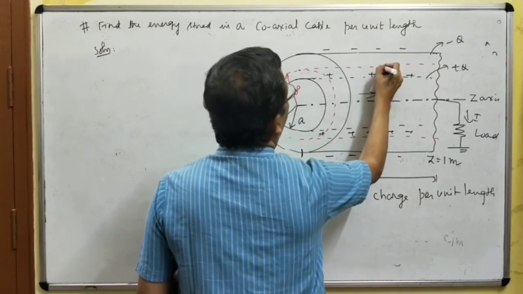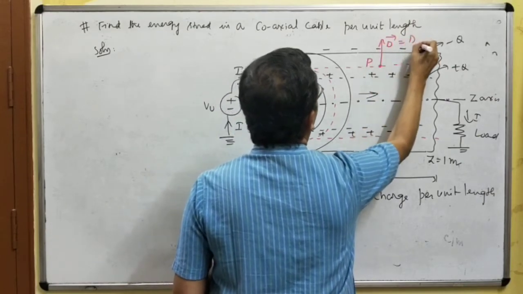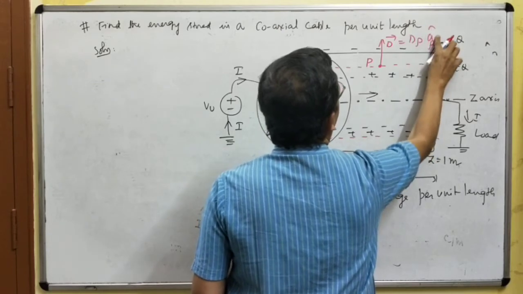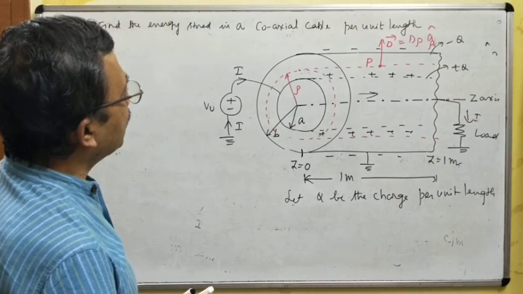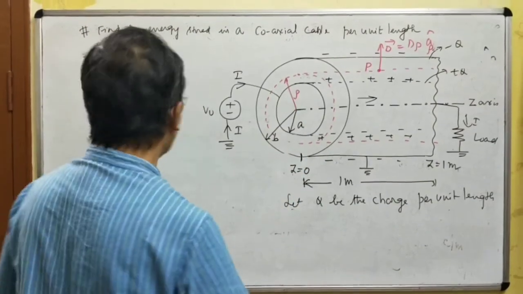P is the point on the Gaussian surface. This is vector D. Vector D is what? D rho into A rho cap. Correct? So the Gaussian surface is a cylinder of radius equal to rho and length equal to 1 meter.